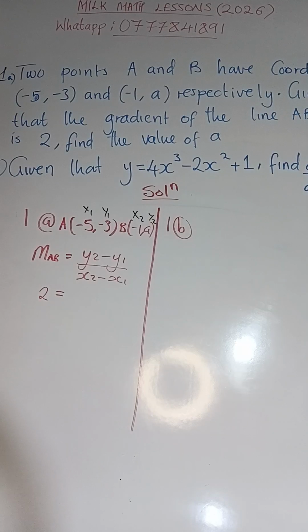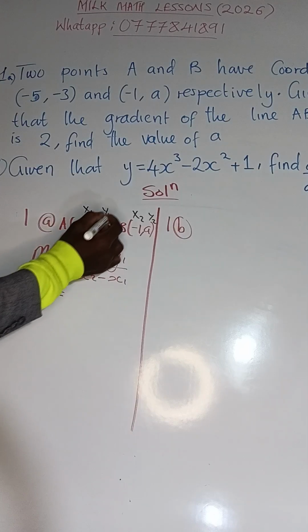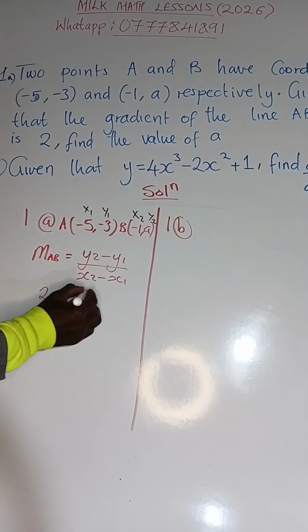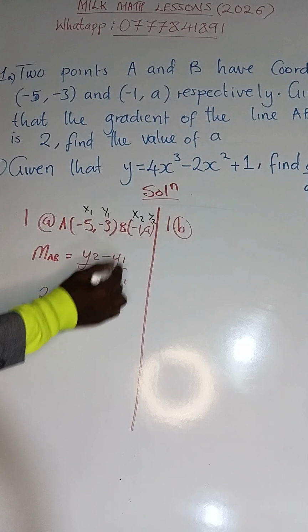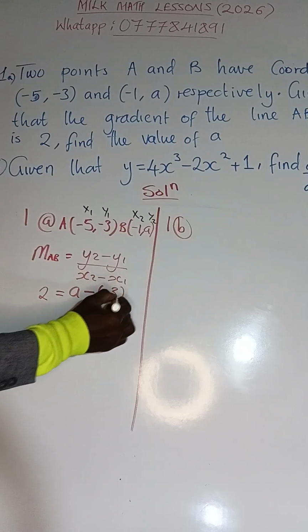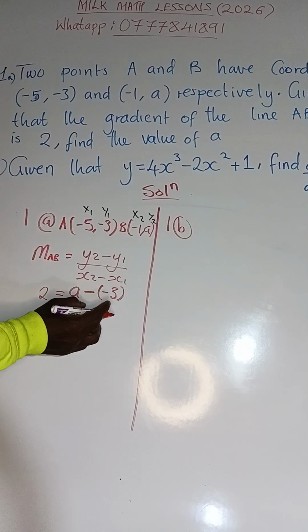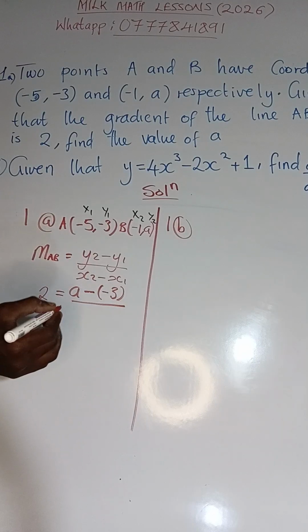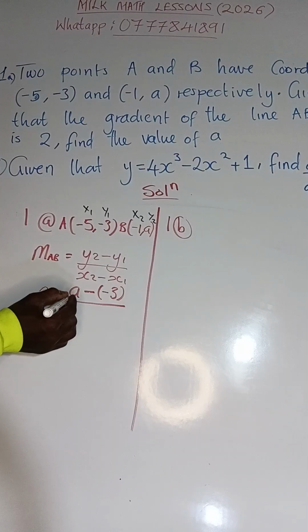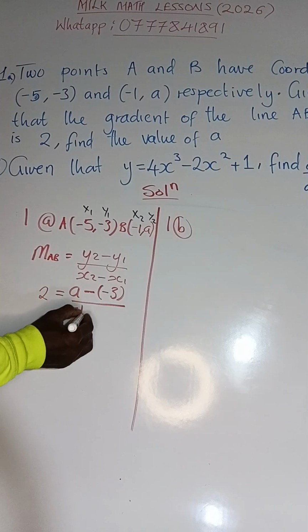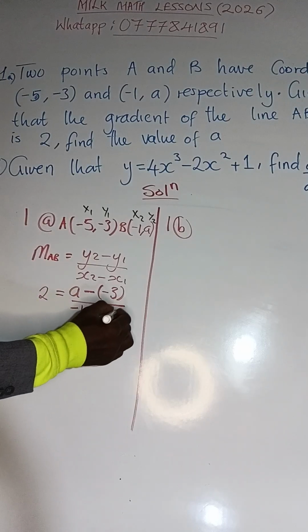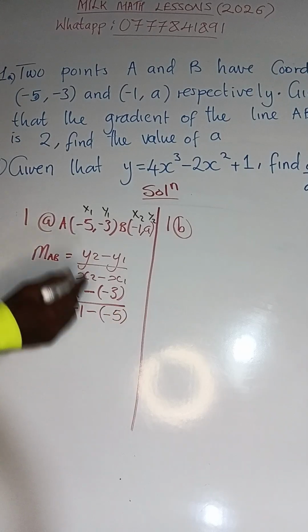Then now we are going to substitute the values. Y2 is a, which we don't know, minus y1, which is -3. I've had to insert it into the bracket because you can see this negative is coming from the formula. Then divided by our x2, which is -1, minus x1, which is -5. So enclose it in the bracket. This negative is from the formula.